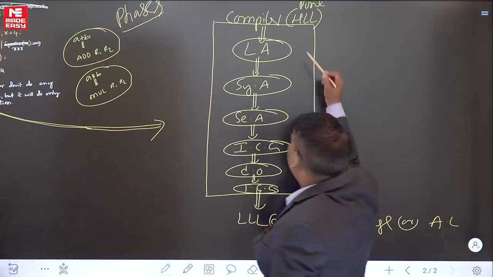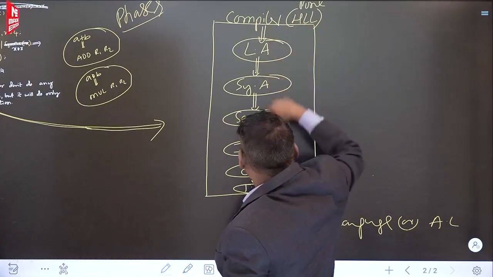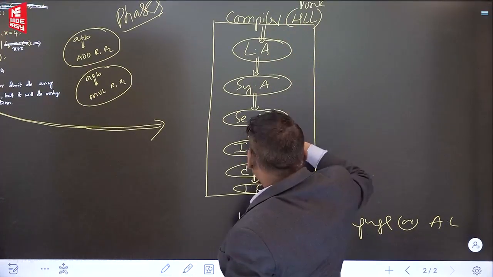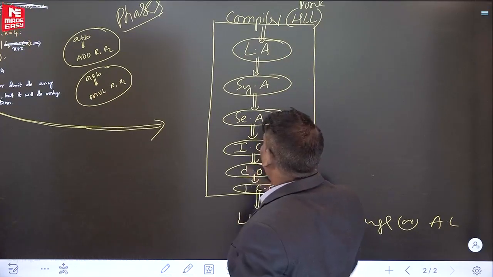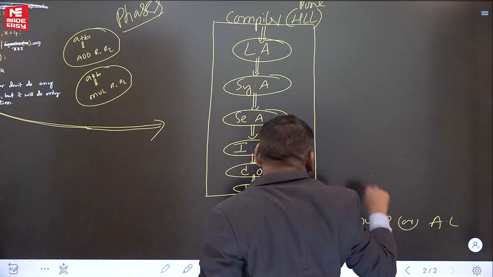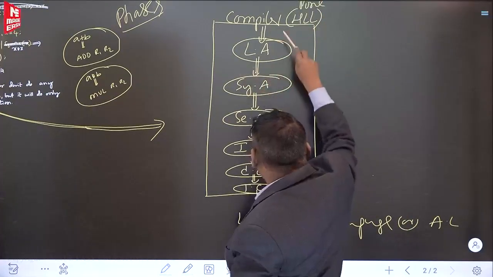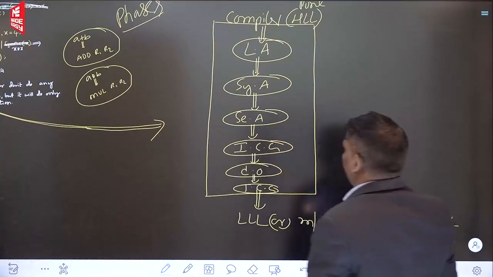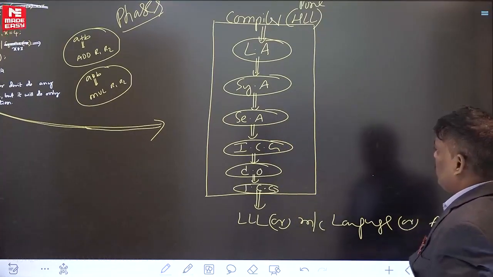Please be careful. So the compiler contains how many phases? 6 phases, or 6 functions. The main function's name may be compiler, which will take this as input and produce this as the output, and internally it contains 6 phases or 6 functions. Right? Please be careful.